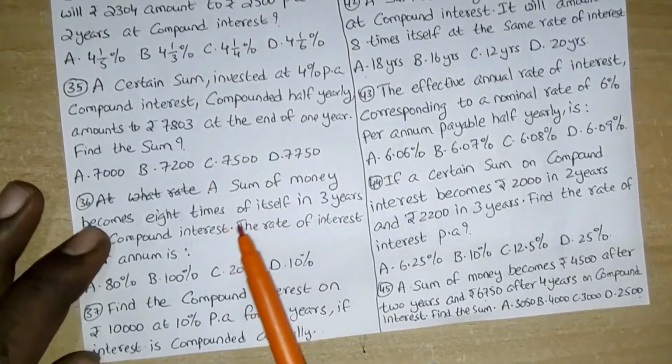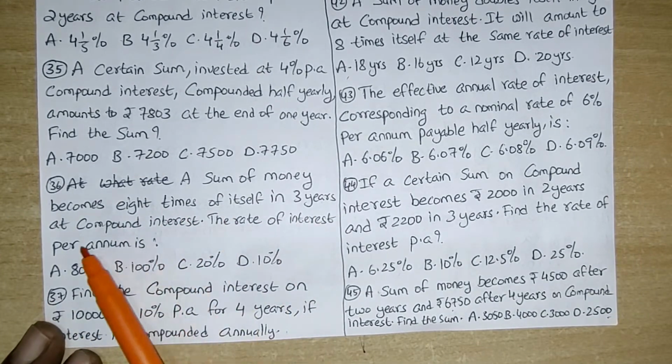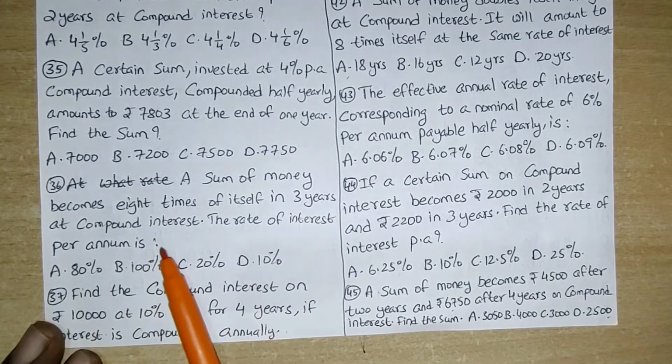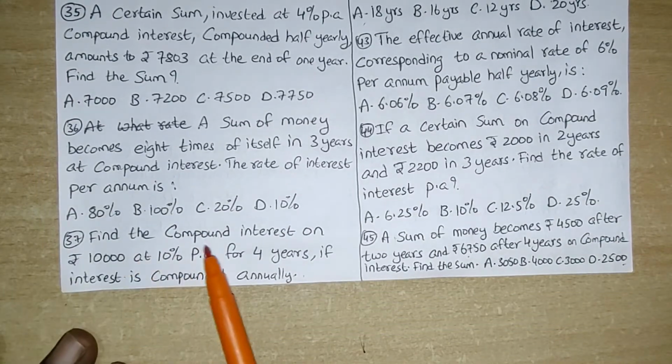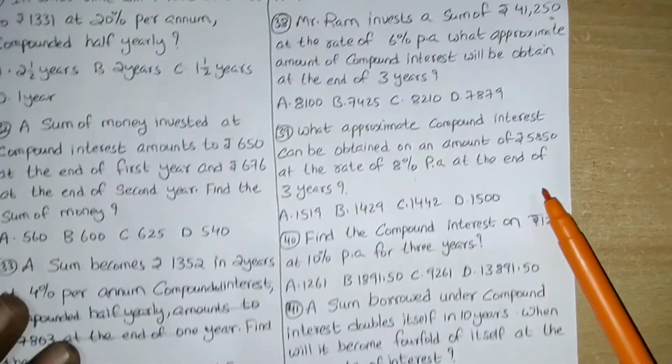Find the sum. Next, a sum of money becomes 8 times of itself in 3 years at compound interest. The rate of interest per annum is how much? Next, find the compound interest on 10,000 at 10% per annum for 4 years if interest is compounded annually.